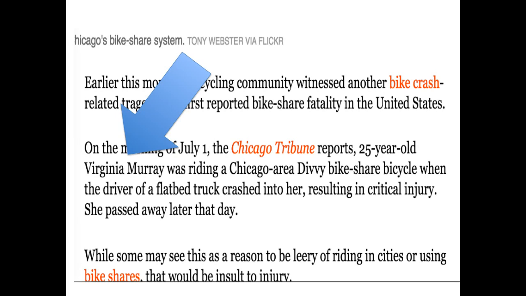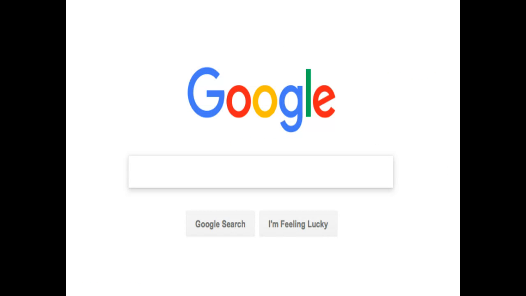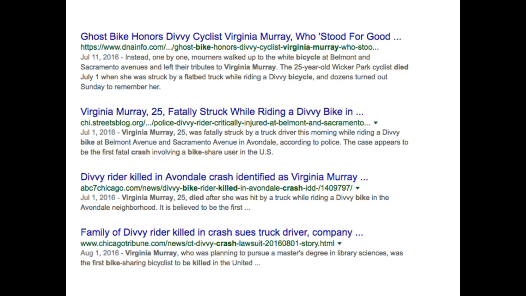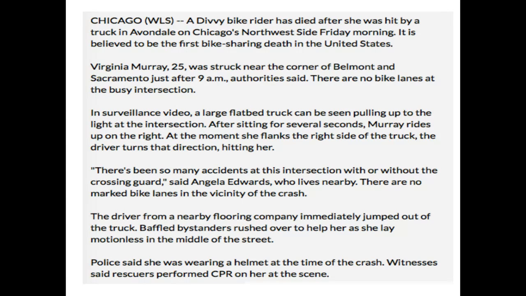But I want even more details than that, because if I'm going to tell this story, I want as many details as possible. How do I find more details? I go back to Google. In Google, I can use some different search words. Now that I have her name, I can type that into my search engine, Virginia Murray bike death, and let's see what I can find. All of these articles pop up about her death, and each one is probably going to have just a few more details than the one before. So I'm going to pick one. I'm going to pick this one, and I'm going to read it. All right? We can read it here, right?